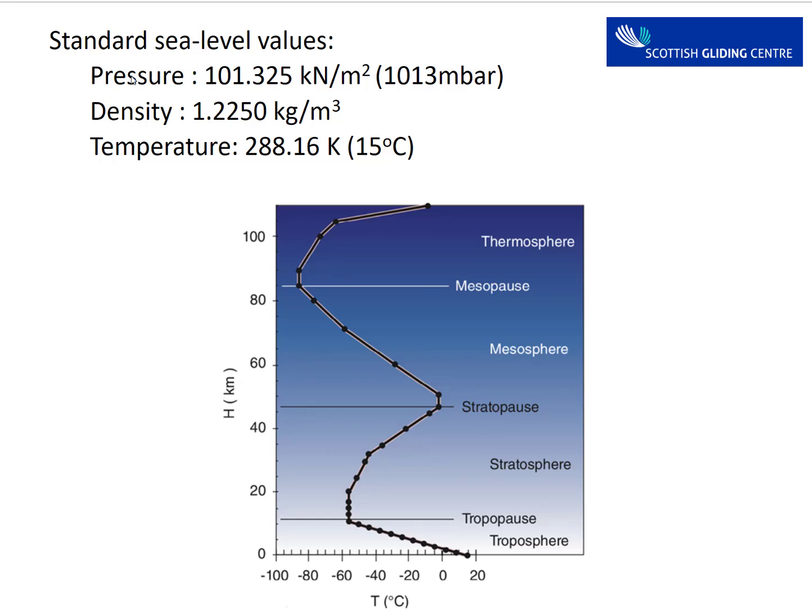And these are set. And the ISA sea level values are 101.3 kilonewtons per square metre, or kilopascals, and in old terms that's 1013 millibar.